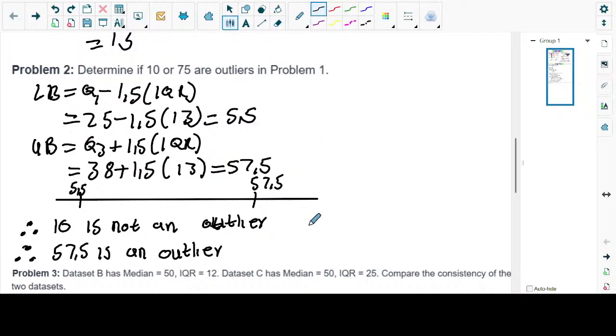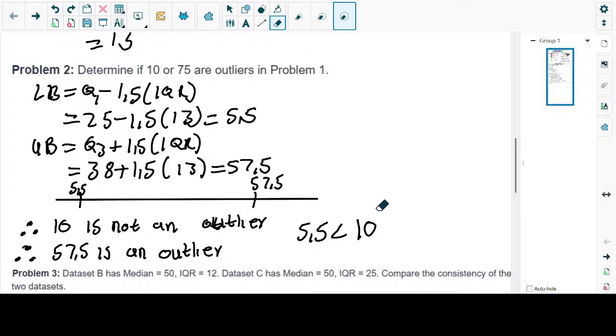5.5. Yeah, 5.5 is less than the lower bound. The lower bound is 10. Then 5.5 is low. Okay, you say 5.5 is less than 10, so it's not an outlier. Then you say the other one is bigger than the upper bound, 42 is bigger than, or the 178 is bigger than.